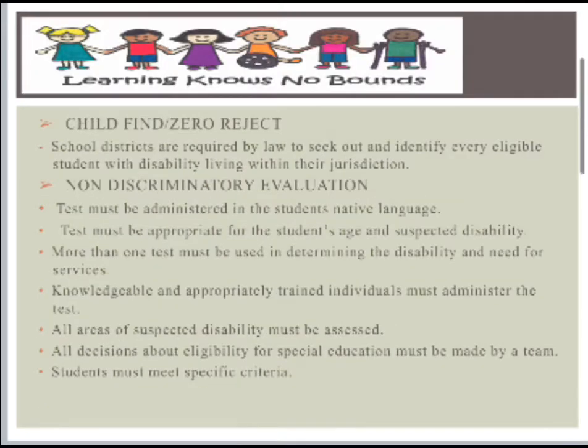Child find or zero reject. School districts are required by law to seek out and identify every eligible student with a disability living within their jurisdiction. Once identified, with parental permission, all students identified as having a disability and requiring special education are to receive an education based on their individual needs.